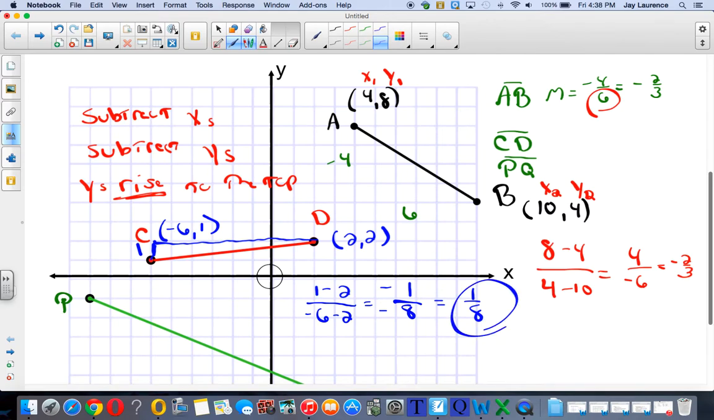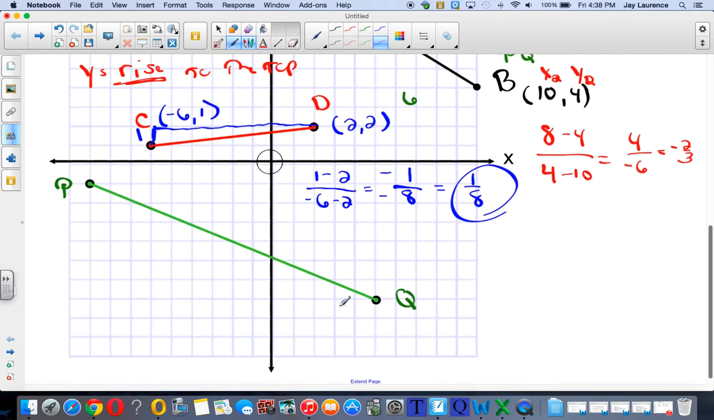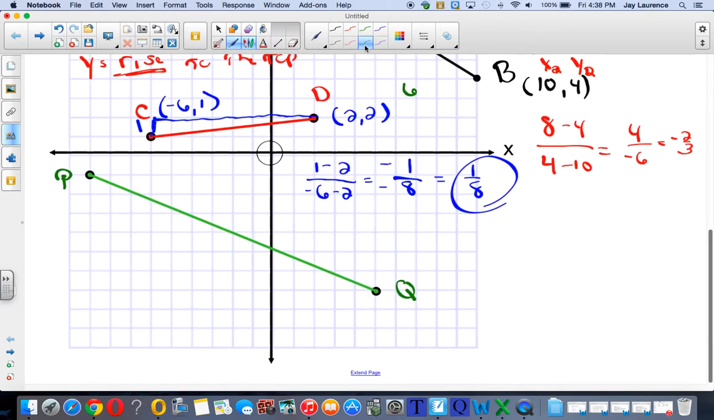Okay. Let's try it on PQ. Let's find the slope of PQ. All right, it looks like point P is at -9, -1, and point Q is going to be at 1, 2, 3, 4, 5, 1, 2, 3, 4, 5, 6, 7. So I get to 5, -7.